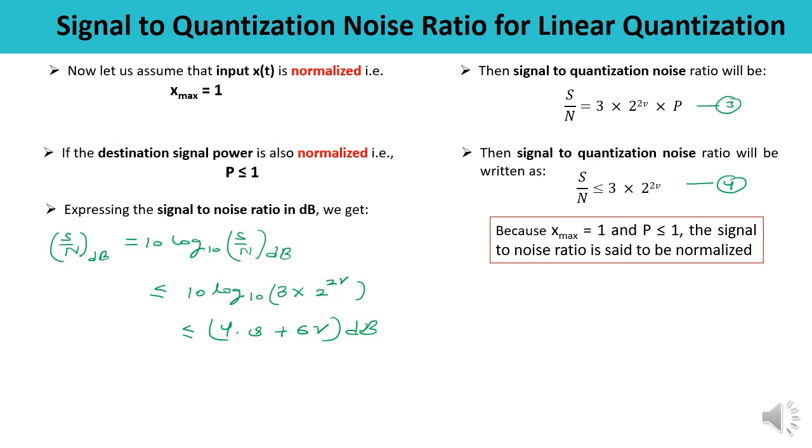So here the signal to quantization noise ratio, we are calculating for the normalized value of P and the input amplitude x(t). This you can write down as signal to noise ratio in dB, which must be less than or equal to 4.8 plus 6 times V dB. This is how you can calculate the signal to noise ratio for linear quantization, and you can express it in dB also. You can say this is equation number 5. You may get a numerical question also, so you can calculate it.